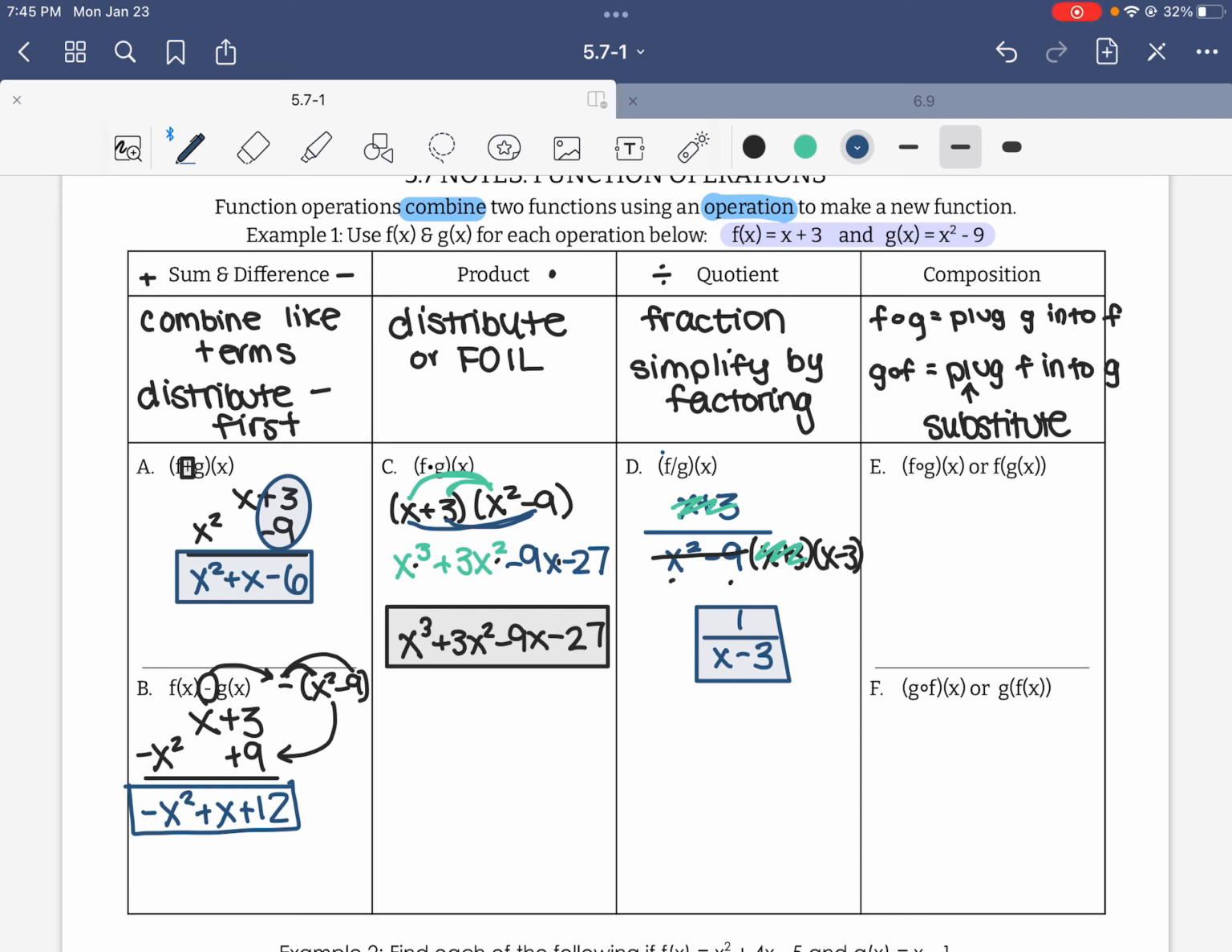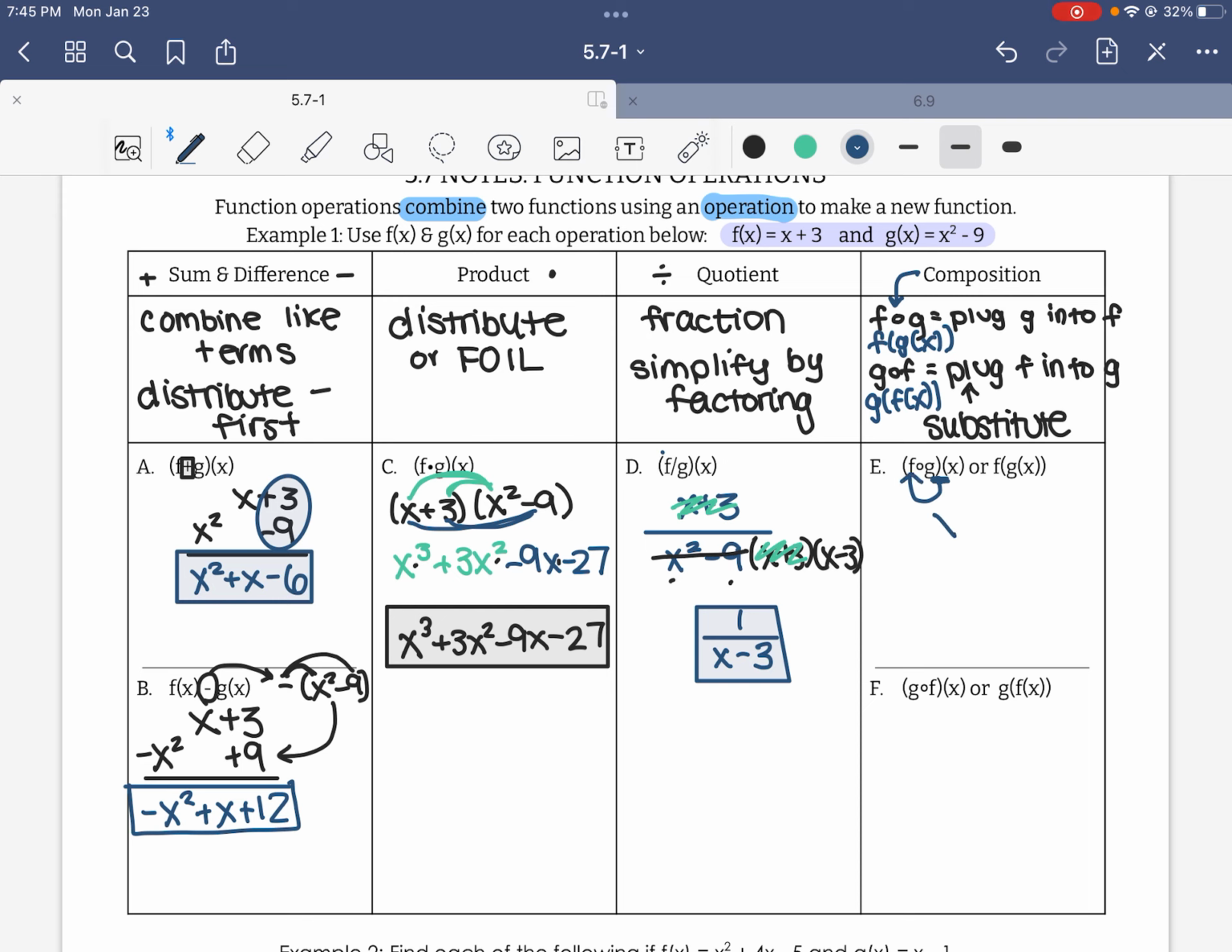It can also be written, instead of f of g, with this o in the middle, which is different than the multiplication symbol. You could also just write f g of x like this, or g f of x like this. They are exactly the same thing. So for part E, we're going to take g of x and plug it into f.